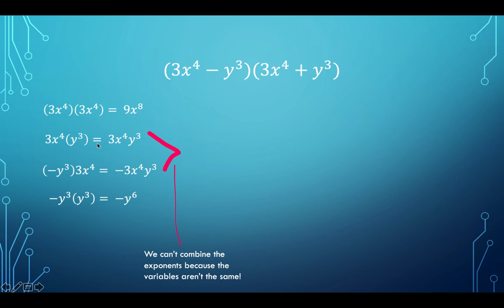So now we're going to take all of this and make it look like this, so it's easier to combine like terms. So now we have 9x to the eighth plus 3x to the fourth y to the third, minus 3x to the fourth y to the third, minus y to the sixth. Combine like terms, and we're left with 9x to the eighth minus y to the sixth.